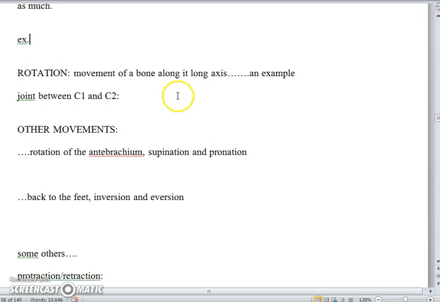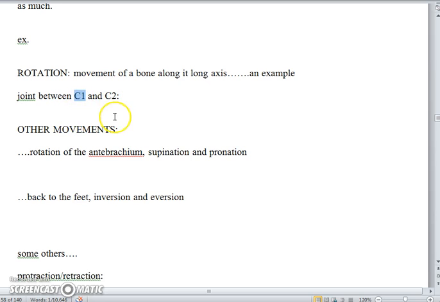All right, rotation. Rotation's rotation. It's moving a bone along its long axis. Like the Earth rotates, it spins, a spinning sort of movement. So an example, the joint between C1 and C2. Guys, if you don't remember who C1 is also known as, if Atlas just popped in your head, then good. And if it didn't, then circle that and write Atlas down here.